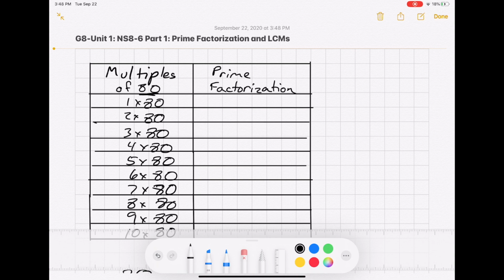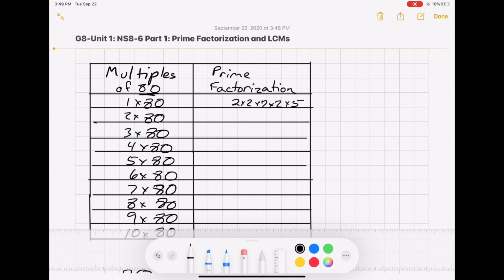into its primes. So I have 80 divided by 2 is 40, and then divided by 2 is 20, and then divided by another 2 would be 10, and then divided by another 2 would be 5, and then I've got 5. Okay, so 2 times 2 is 4, times 2 is 8, times 2 is 16, and 16 times 5 is 80.